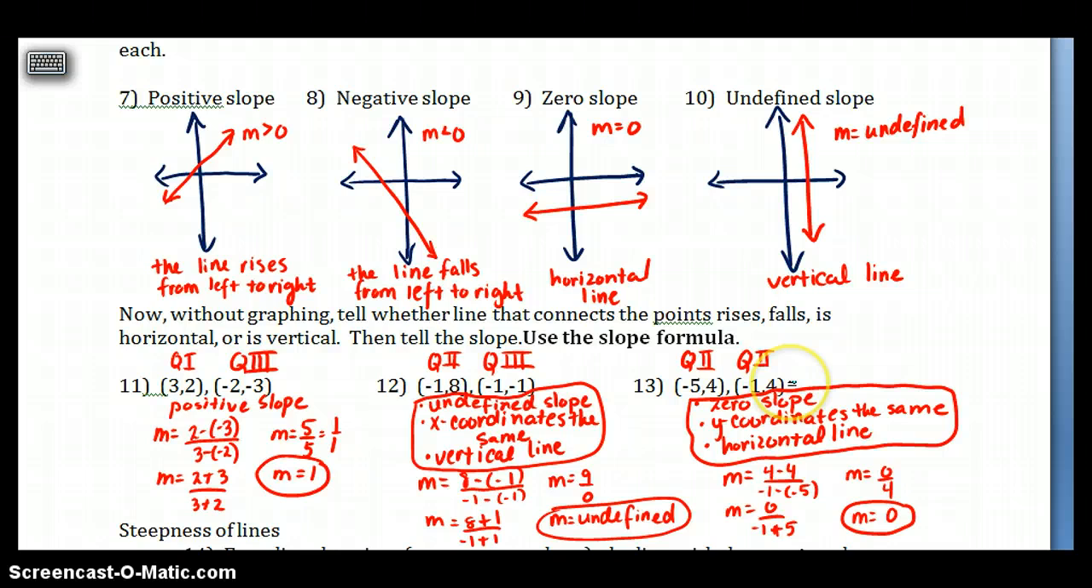So we're going to use the mathematical way, 4 minus 4, which is 0. -1 minus -5, subtraction rule, -1 plus 5, which gives you 4. So 0 divided by 4 equals 0. So the slope on that one is 0.